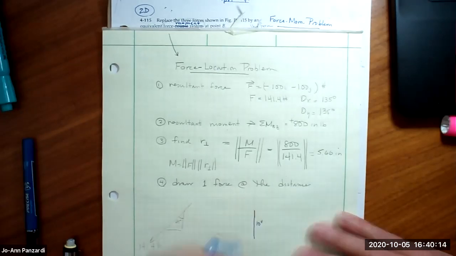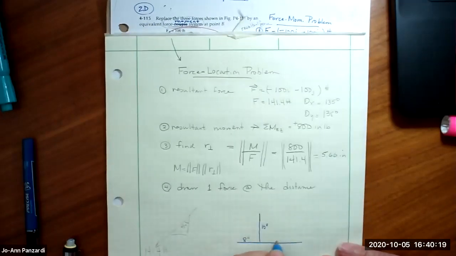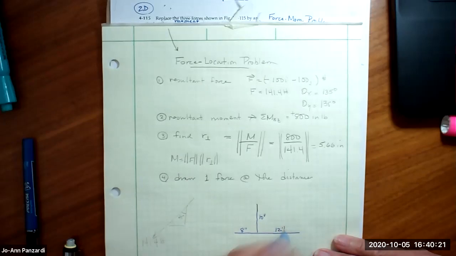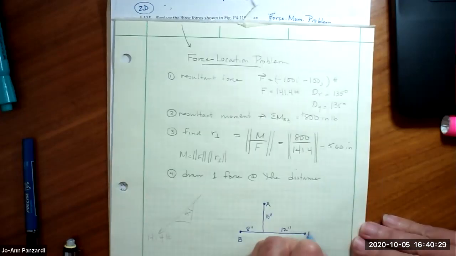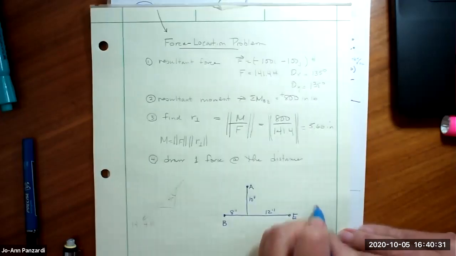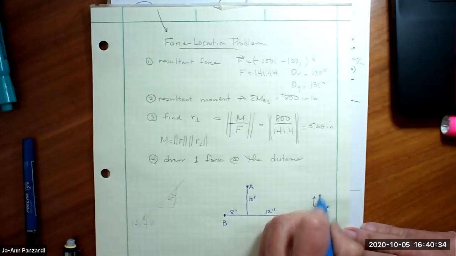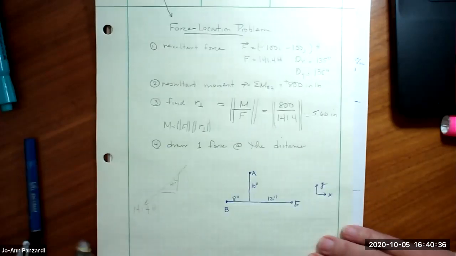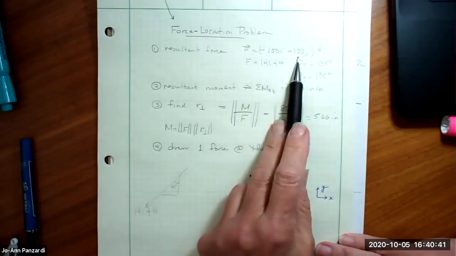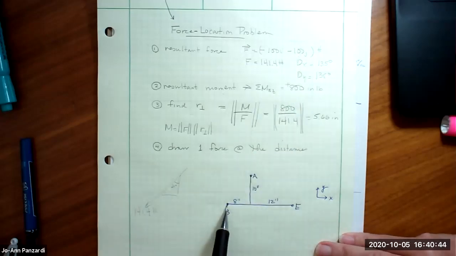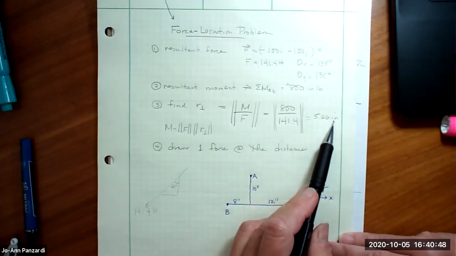10 inches. And this is 8 inches. And this is 12 inches. And this is point B. Remember, B is the one that's important for us. This is point A. And this is point E. And I'm drawing my x and y axis. So this force we know goes down to the left. It has a negative x value and it has a negative y value. And the distance has to be away from point B. And we learned that the distance is 5.66.